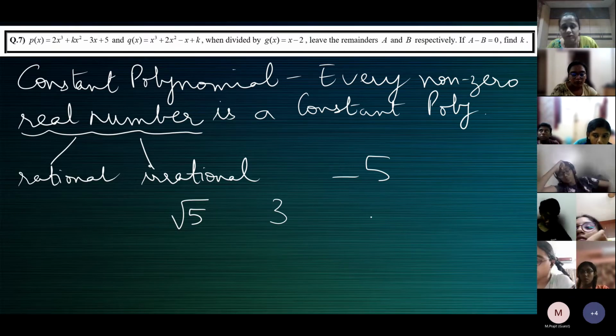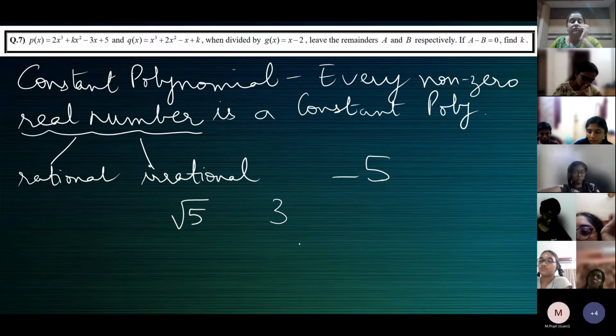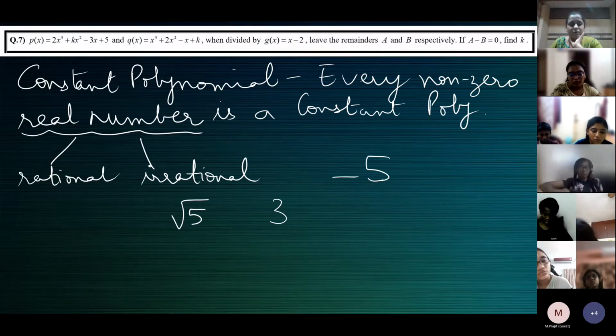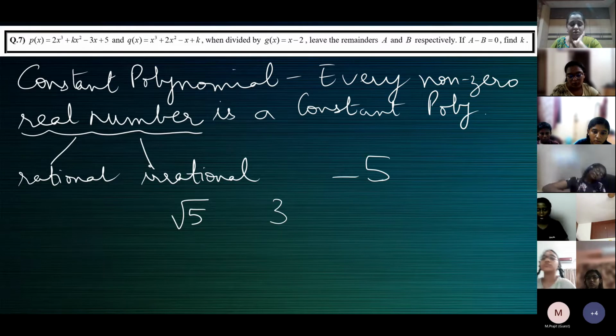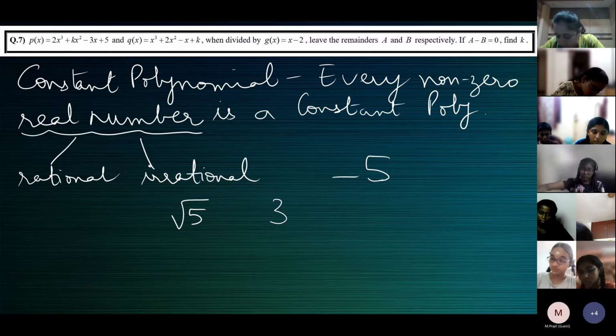Now, what is the degree of a constant polynomial? We studied about linear polynomial whose degree is 1, quadratic polynomial whose degree is 2, then a cubic polynomial whose degree is 3. I think we don't have time. Oh, I forgot to mention biquadratic. Make a note, biquadratic polynomial is a polynomial of degree 4.